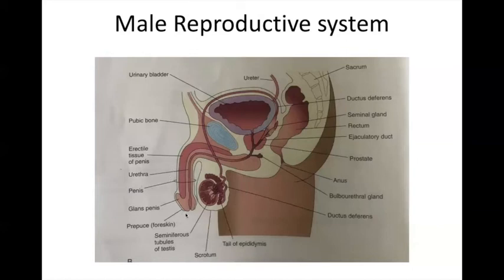The rest of it's not really super important to our class. You have the head of the penis, which is called the glans penis, and it's covered by a foreskin. And that foreskin is what is chopped off when a man gets circumcised as a child, if you get circumcised as a child. That's pretty much it for male anatomy. Like I said, pretty straightforward and simple. If you need to review that again, this picture is on page eight of your textbook.